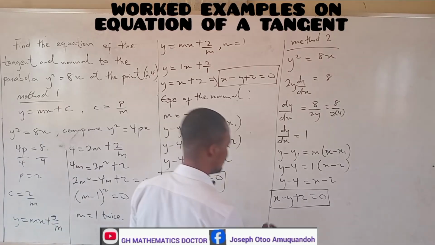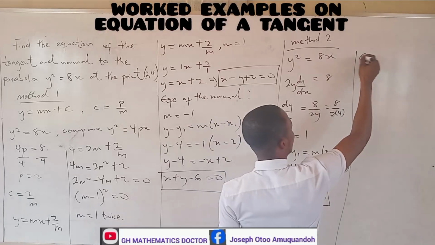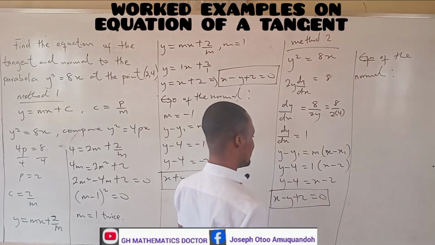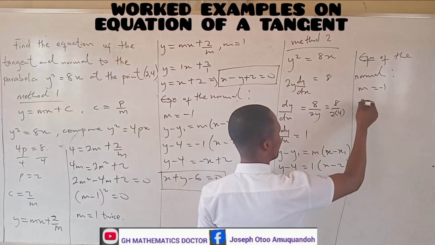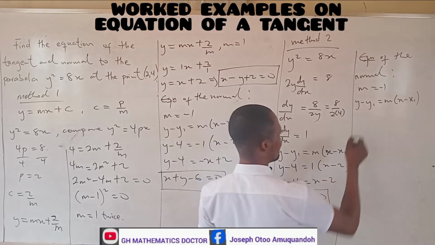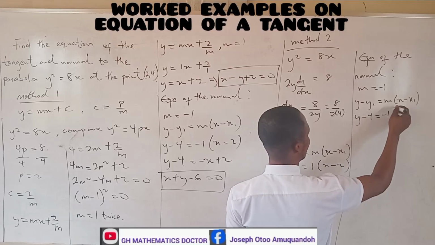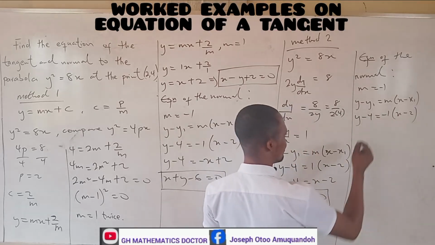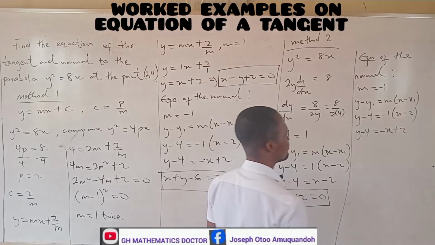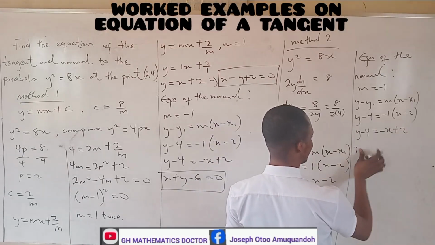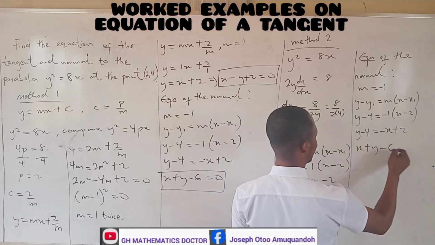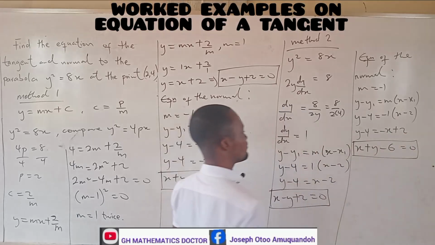Then we have the equation of the normal. That one, the gradient is -1. So we have y minus y1 equal to m into x minus x1. And that will give you y minus 4 equal to -1 times x minus 2. So we have y minus 4 equal to negative x plus 2. So writing the standard form, x will come here, x plus y, then minus 6 equal to 0. And this will give you the equation of the normal.